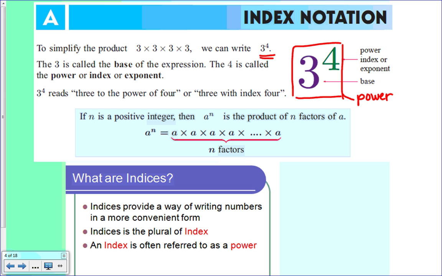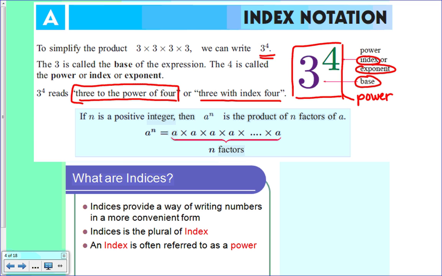The 4 is called the index, sometimes called the exponent, and the 3 is called the base. That refers to how many times you should be multiplying, how many 3's you should be multiplying together. So we read that as either 3 to the power of 4 or 3 with index 4. This one right here is the most common.